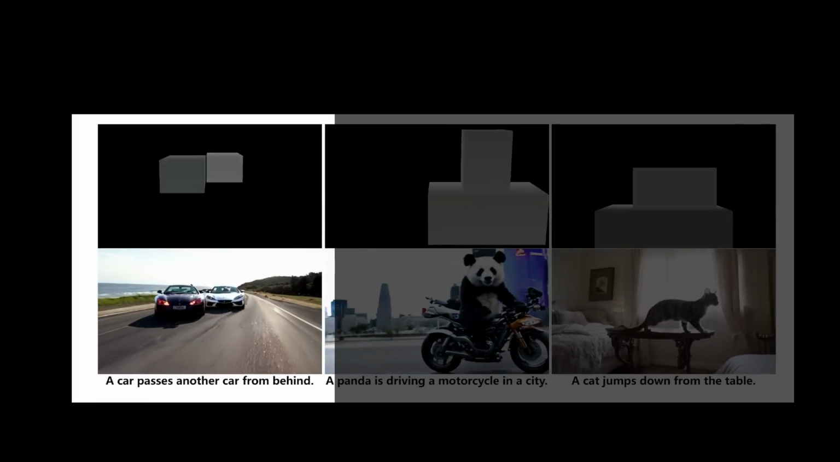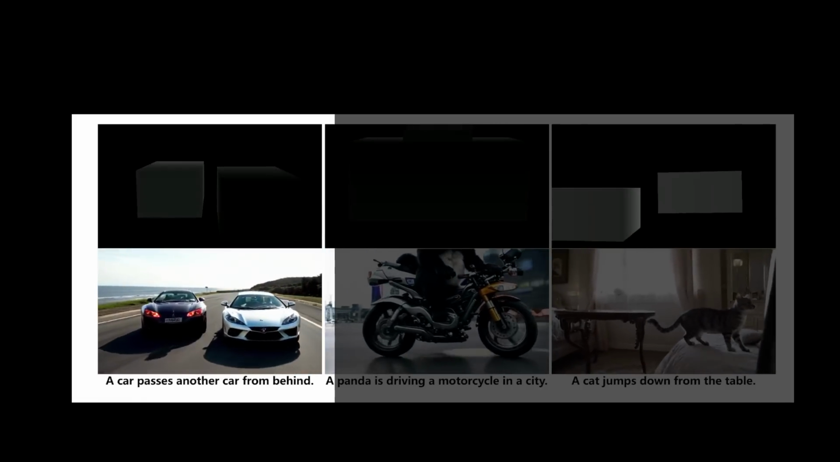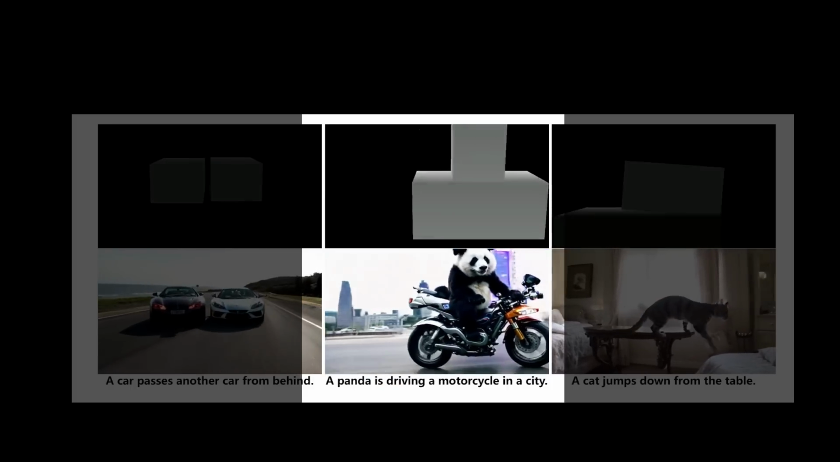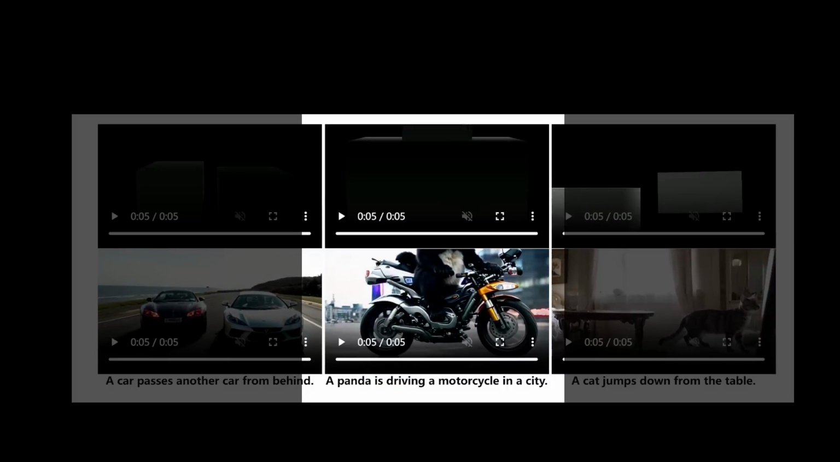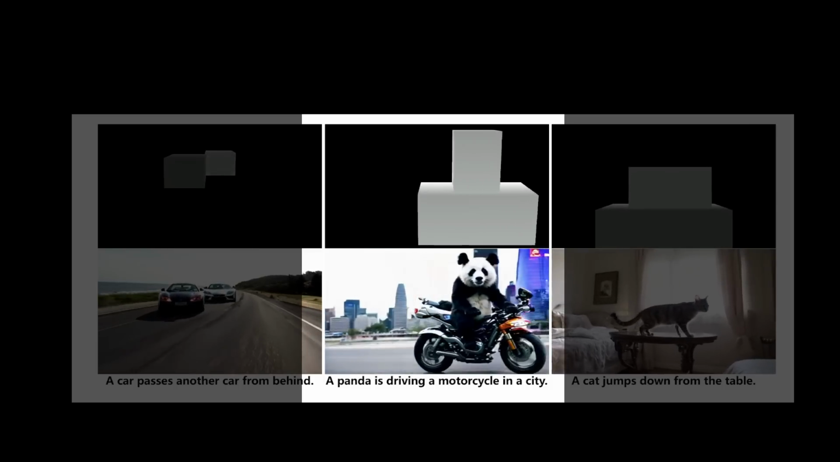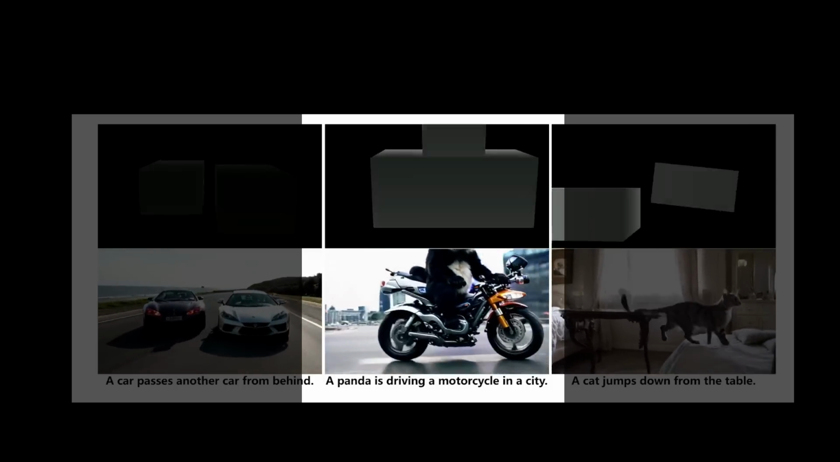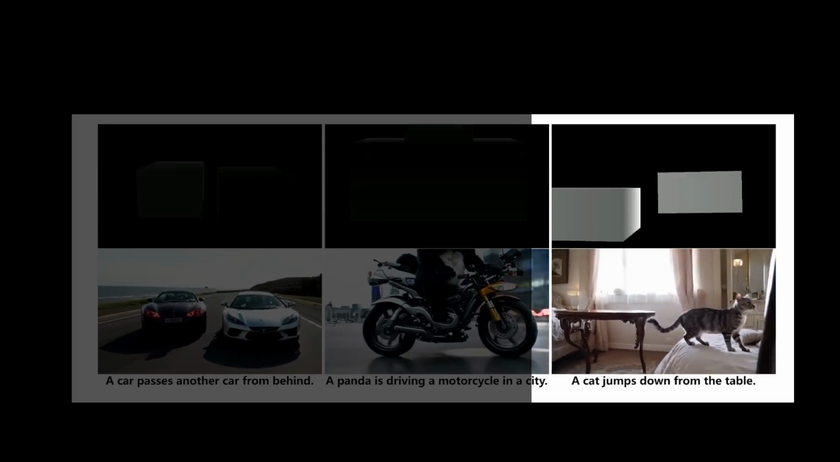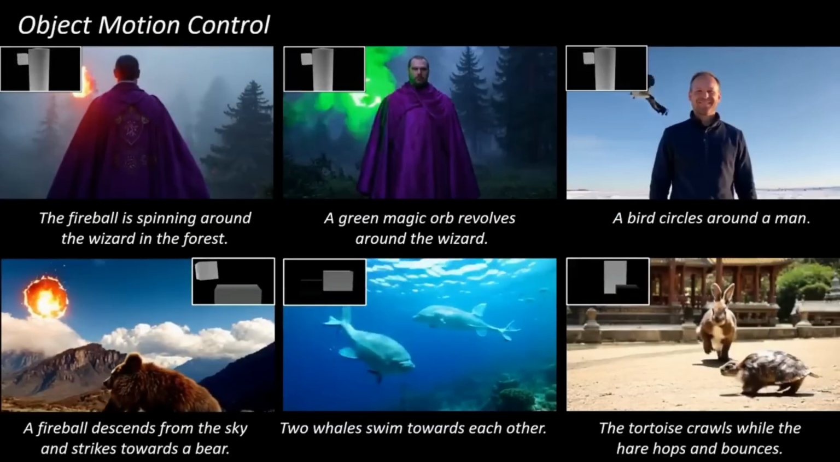Here's another cool example. So on the left, we have a car passing another car from behind, and that's indeed what you specified with the 3D model. Or you can stack two 3D models on top of each other, and then if you prompt it with a panda driving a motorcycle in the city, this is your result. Or you can also do something like this, and then prompt it with a cat jumps down from the table. Here are some additional examples.